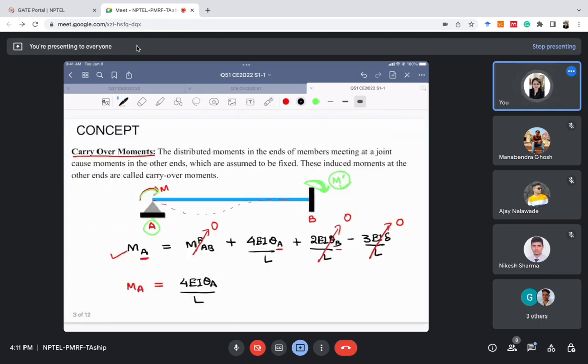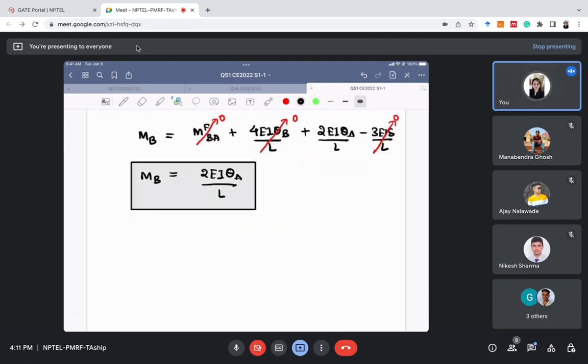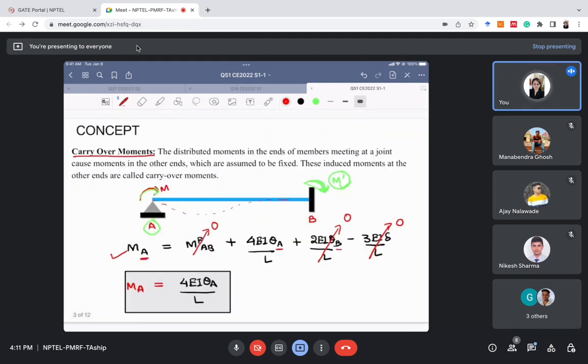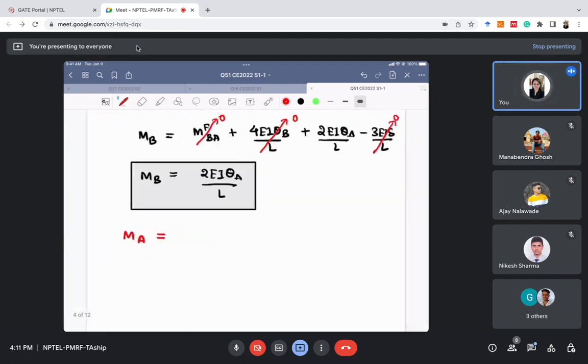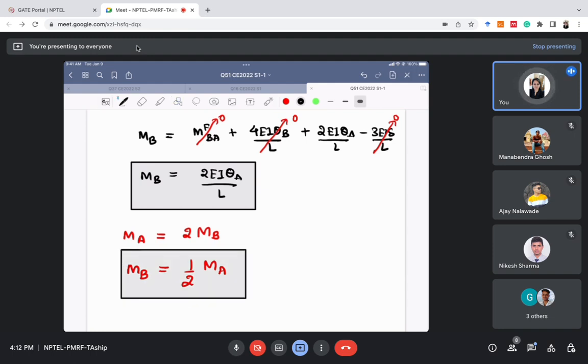Now we know the value of MA, right? And we know the value of MB, right? Now we can see that MA is twice of MB because MA is 4EI theta A by L and MB is 2EI theta A by L. So MA is twice of MB. Okay, and the value of MB we can write as half of MA. So this is the value of the carryover moment. If we know the value of MA is M here, right? We have applied a moment M. So the value of this M dash is equal to half of M.